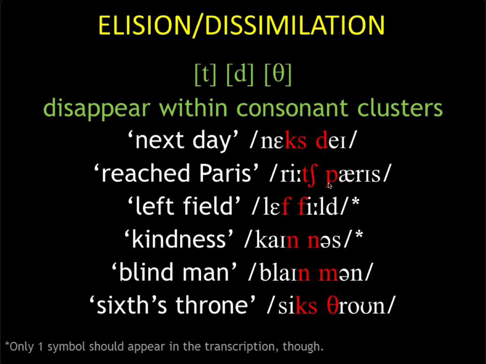Reached, here there would be a t for reached Paris. Three consonants, the one in the middle might be deleted, and we might say reach Paris. We actually lose the phoneme that signals the past, and it's fine because the context is going to show that it's past tense, okay? Here, left field, so three consonants, t in the middle might be deleted.